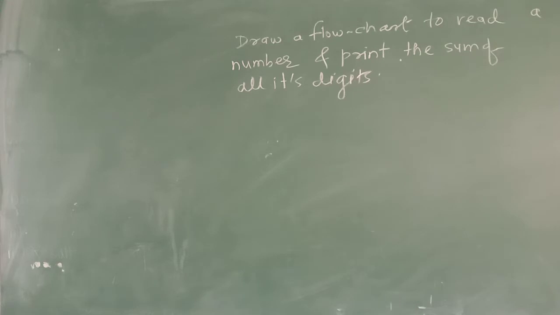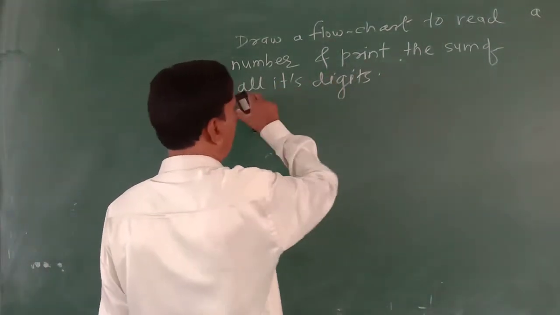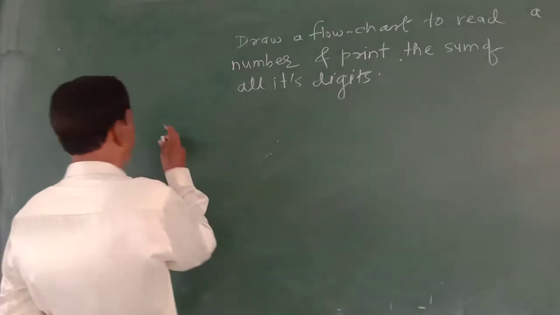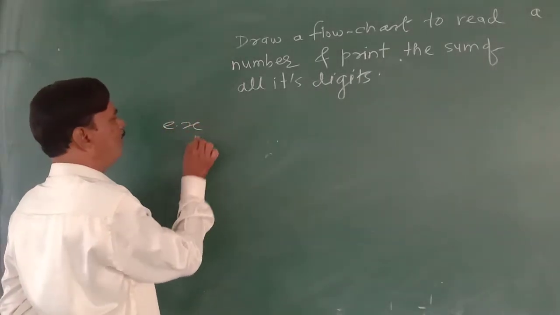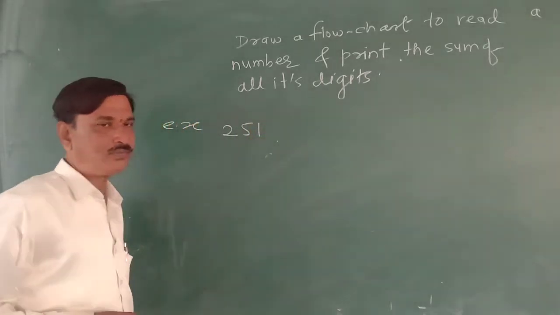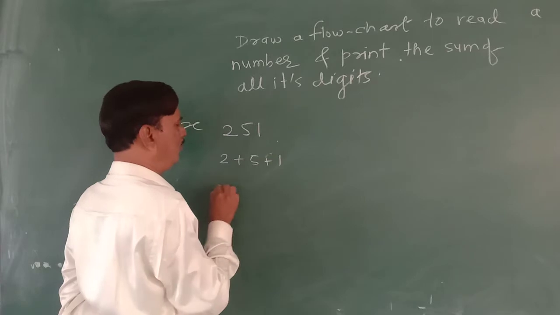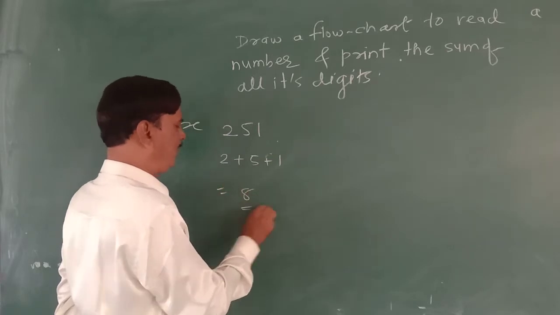Here, the task is given: draw a flowchart to read a number and print the sum of its all digits. Example: if we input 251, so there should be 2 plus 5 plus 1 is equal to 8.